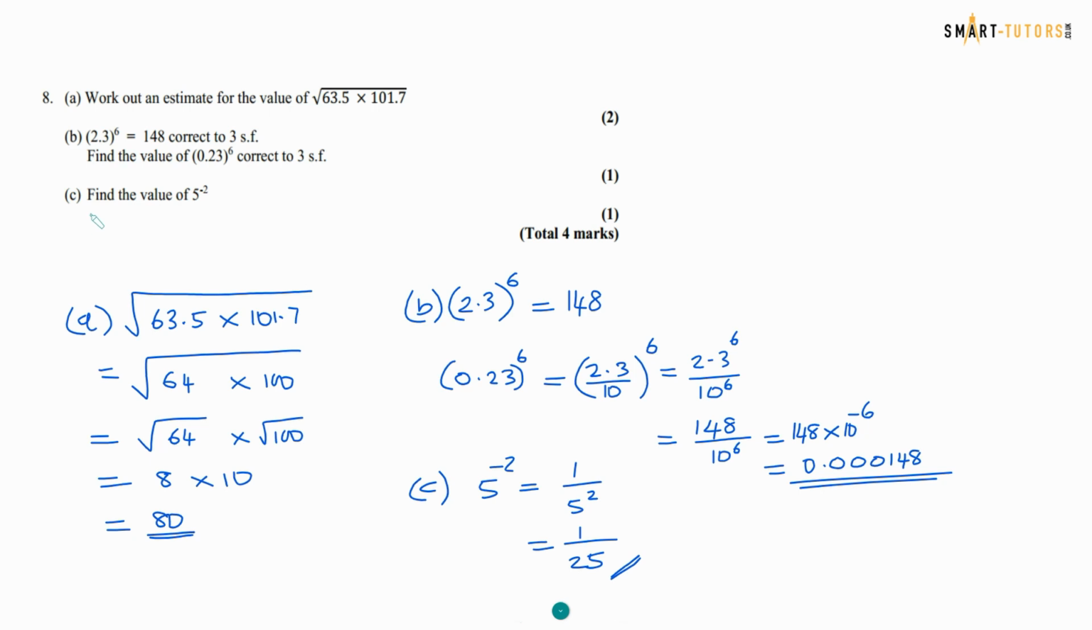Question C. Find the value of 5 to the power minus 2. It is a negative index, so it is 1 over positive 5 to the power 2, which is 1 over 25. So 1 over 25 is the answer for question number 8.